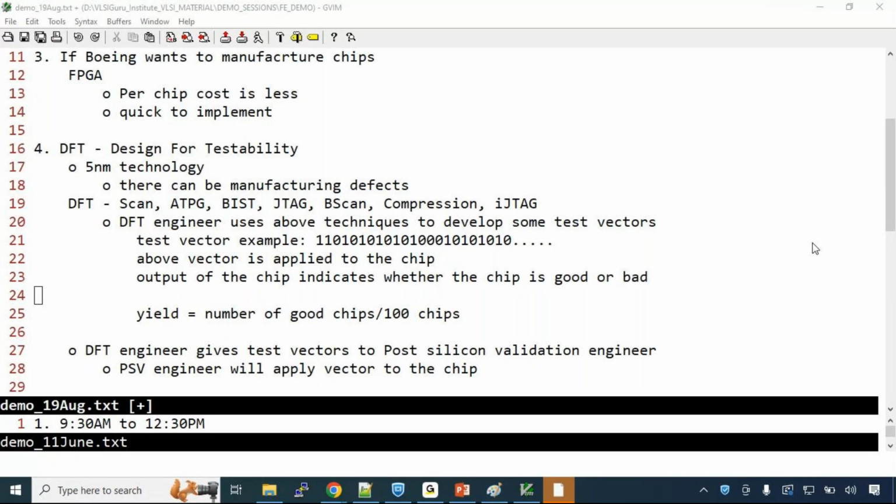Because the DFT is also done at the Verilog level also. Hence, it's partly there in the front end. I told no programming. Only very little. Any other questions?